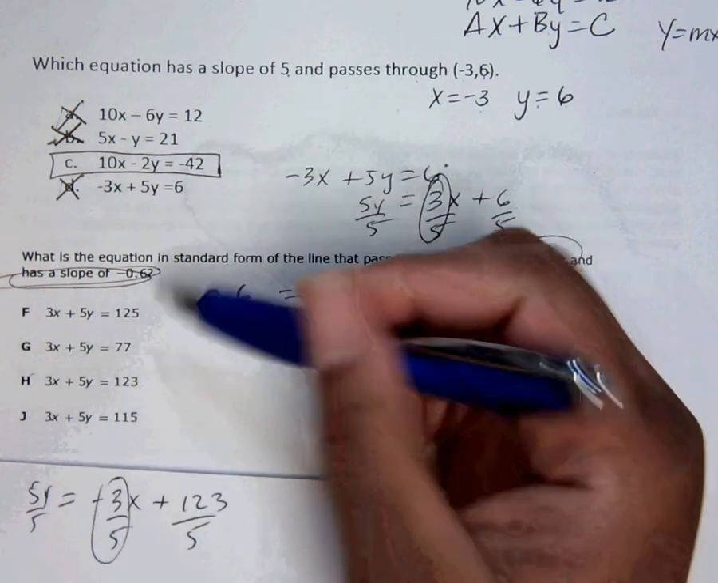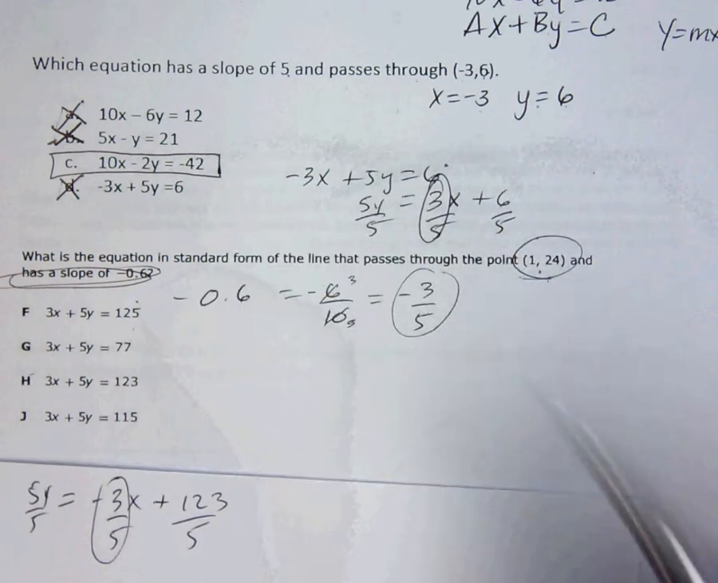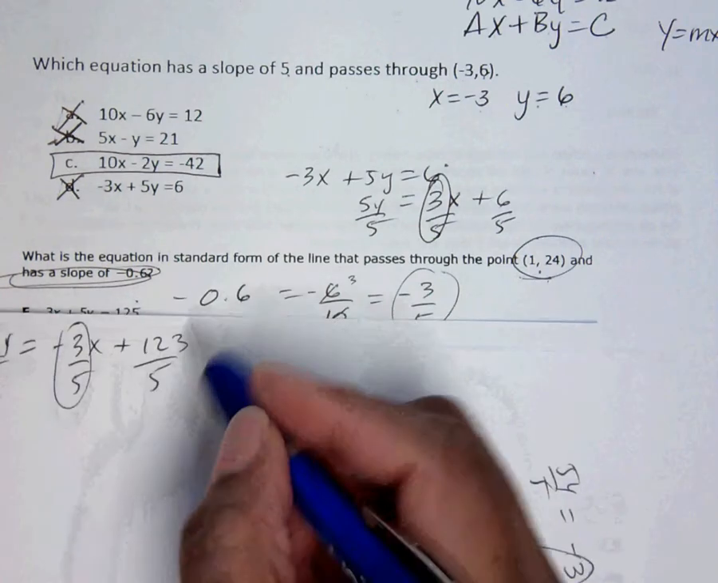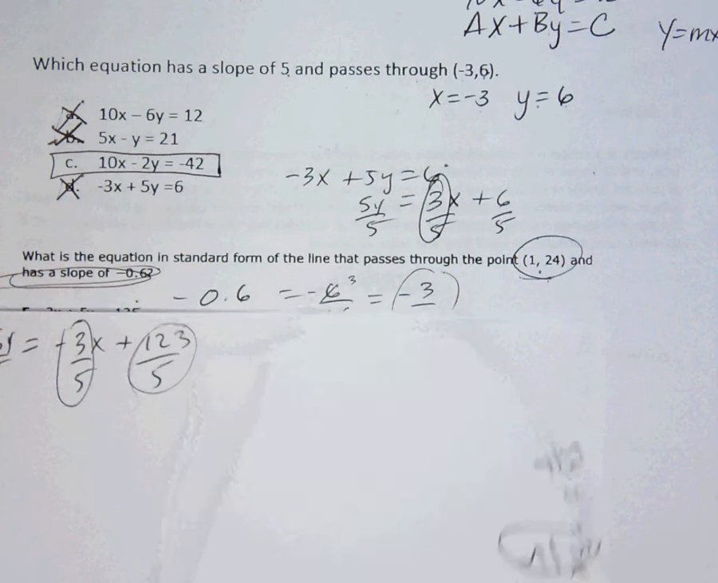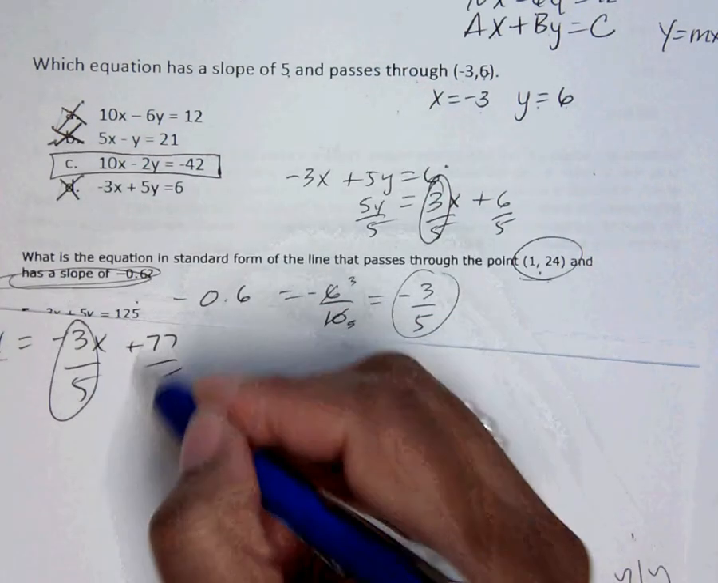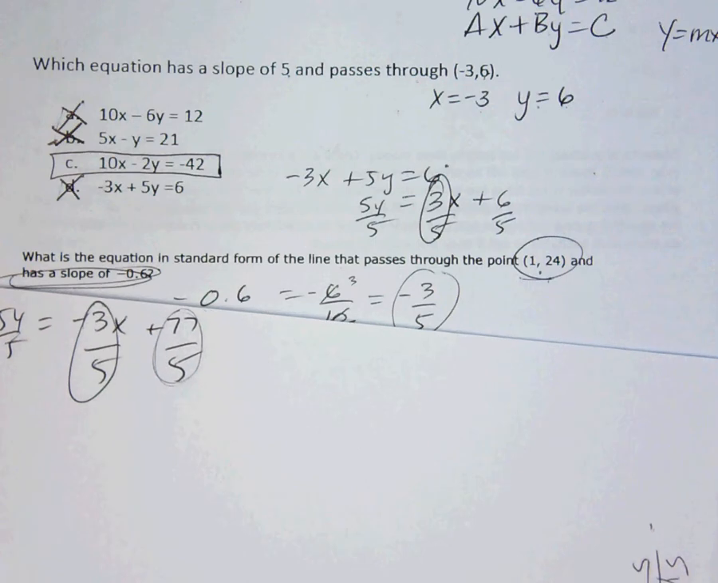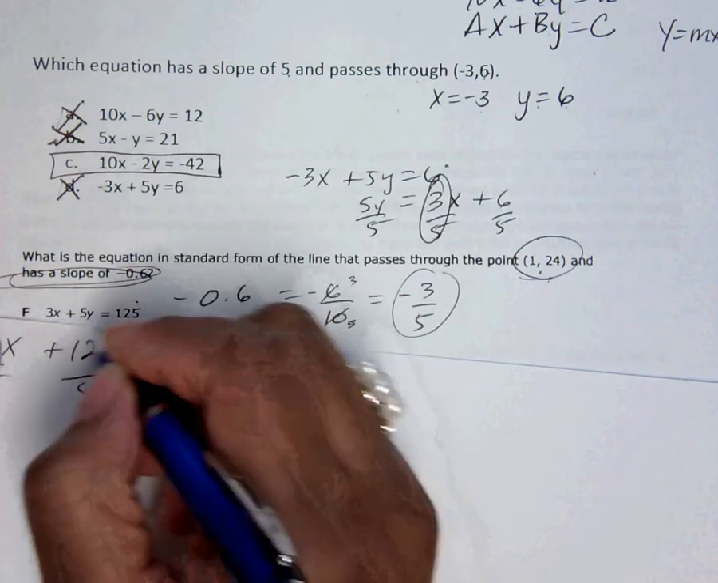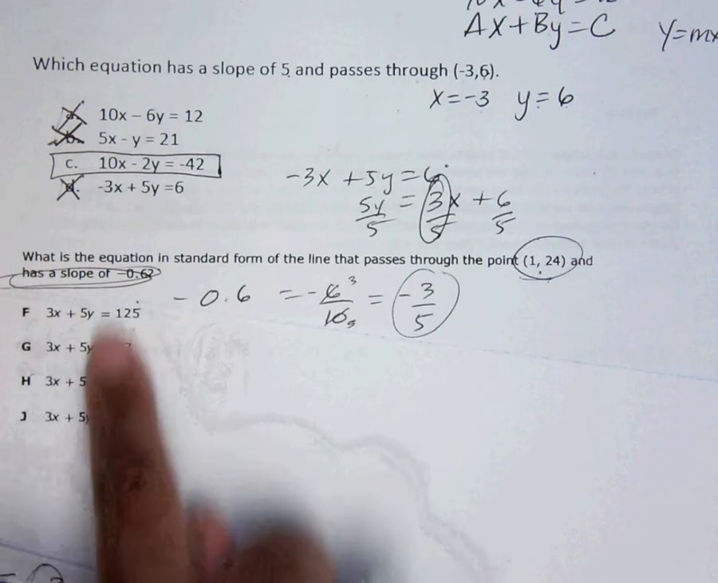What is different, however, is the last number, the C. The reason being, if you notice, when I solved this one for y, this is the y-intercept, 123 over 5. This one, the y-intercept was 77 over 5. You see that? And then here, the y-intercept was 125 over 5. So I have different y-intercepts for these answer choices.